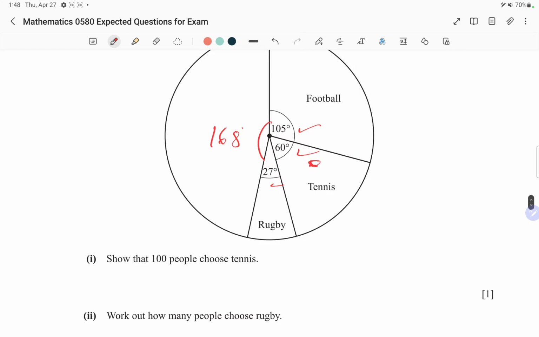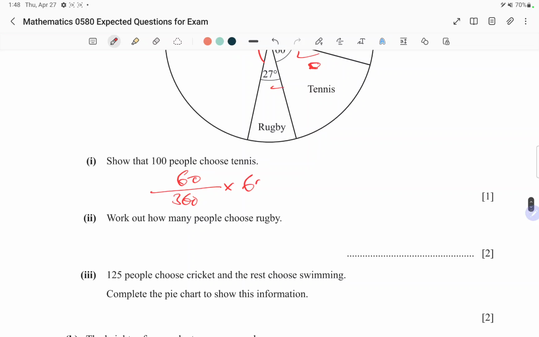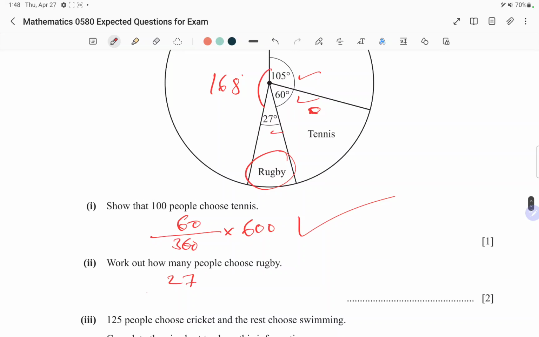Now show that 100 people choose tennis. Okay, no problem. This is tennis, right? So 60 over 360 times the total, which is 600. So we get 60 times 600 over 360, which is 100. So we had to show it, and we have shown it. Work out how many people choose rugby. Where is rugby? Okay, 27 degrees. So 27 over 360 times 600, 27 times 600 over 360, which is 45.